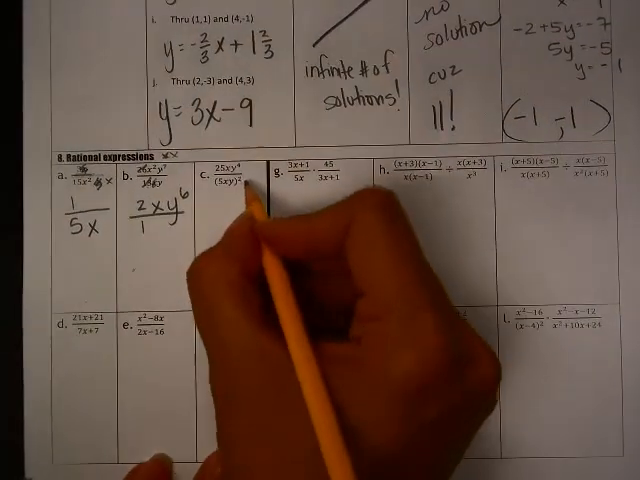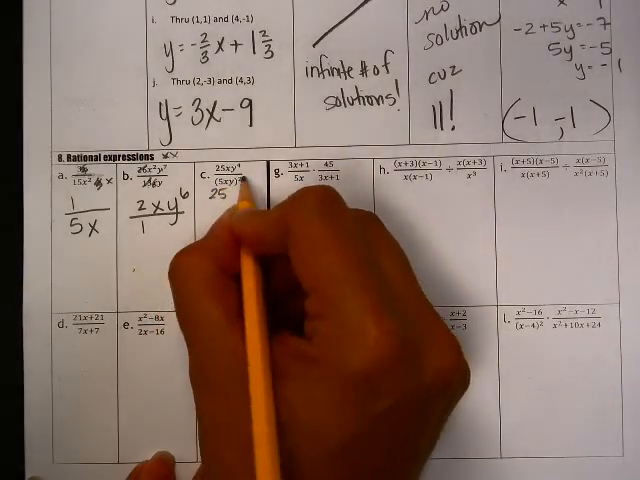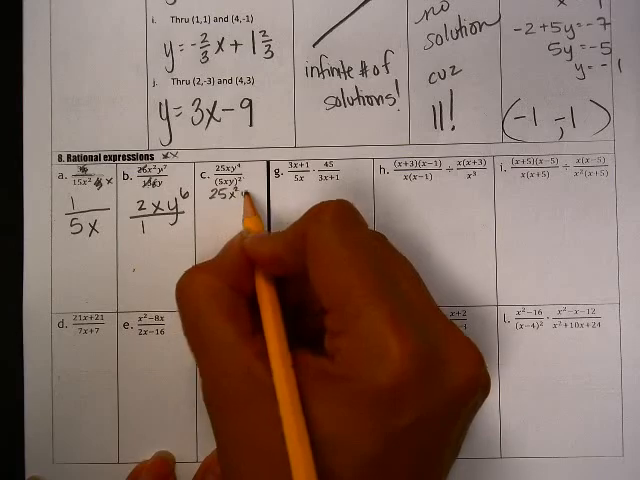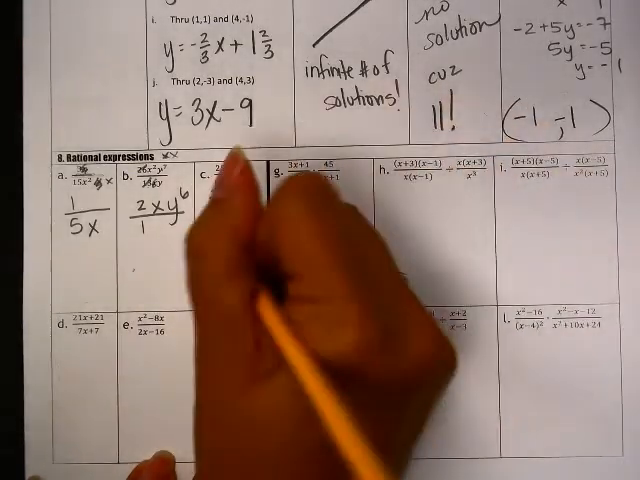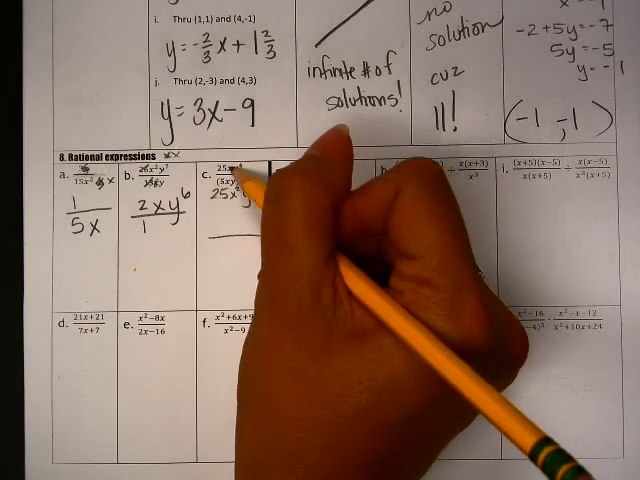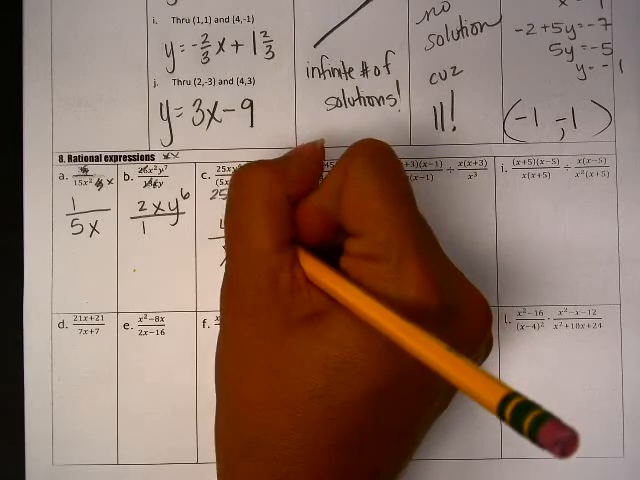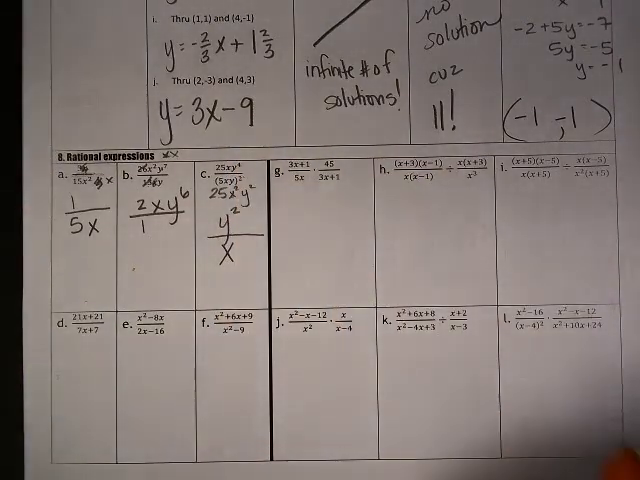All right, C. I need to square it first, so this is going to be 25, because that's 5 times 5 times itself, then x squared, y squared. So the 25's cancel, which just become 1 and 1. I have 1 more x on the bottom than I do on the top, and I have 2 more y's on the top than I do on the bottom.